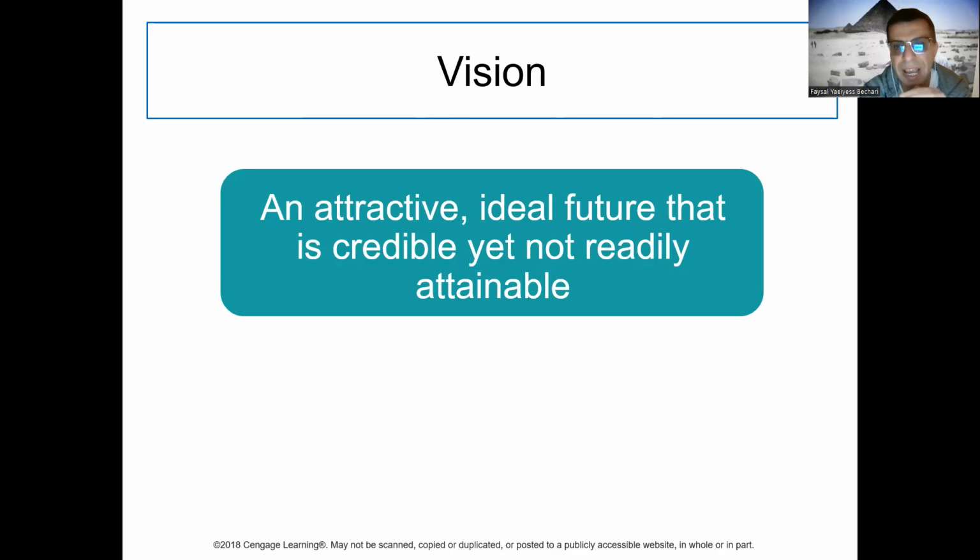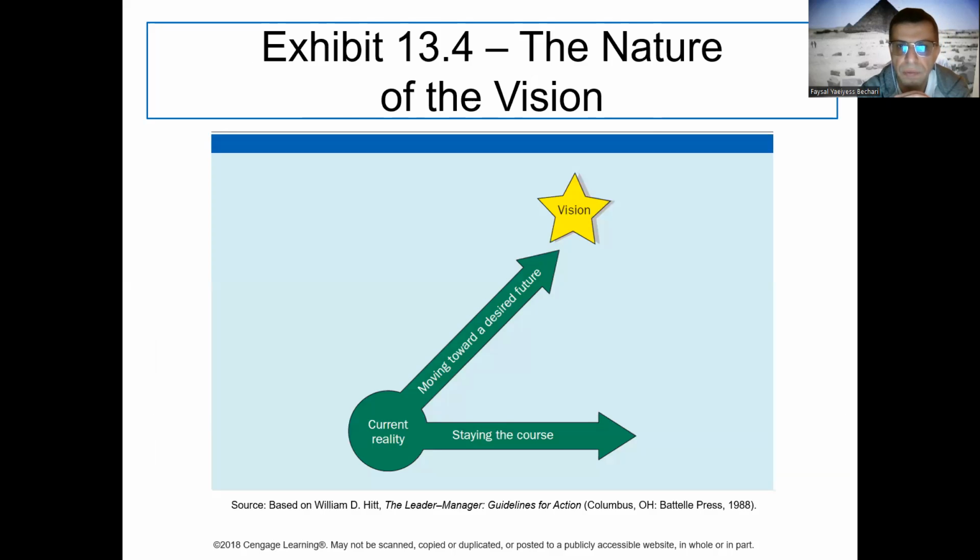Vision is an attractive, ideal future that is credibly yet not credibly attainable. We need to explain what credibly yet not credibly attainable means. The future of vision, as you see here, is that you are in the current reality, and you have a vision moving forward toward a desired future. That's the vision, staying on course, and it could be a combination of both also.